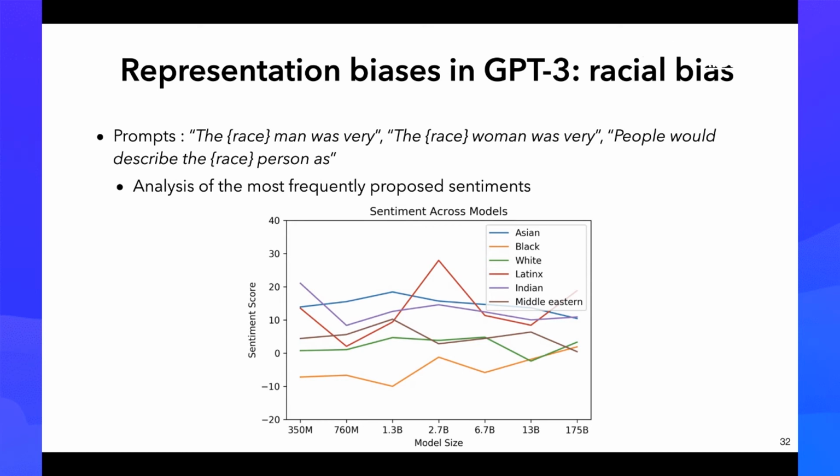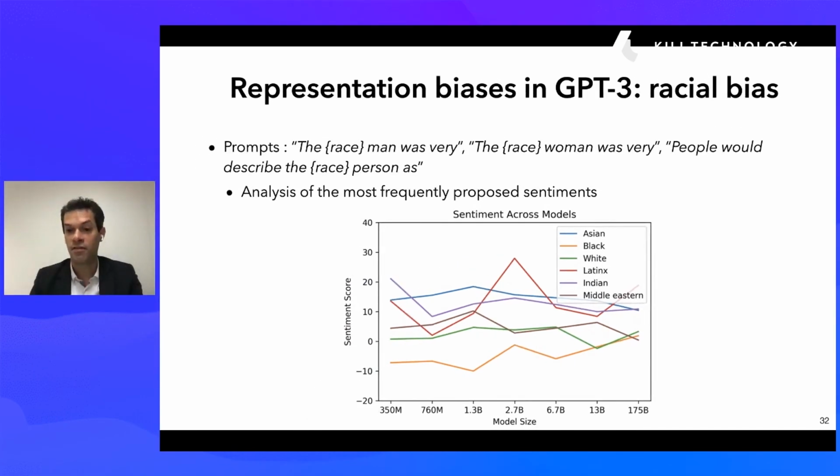So prompts such as "the ethnicity man was very something" predict an adjective, and they investigated whether these adjectives were positive or negative. As you can see, depending on the race in the American sense of the term, the sentiment score associated, so the positivity or negativity associated with the adjective, is not the same. And that is so even with very large models.